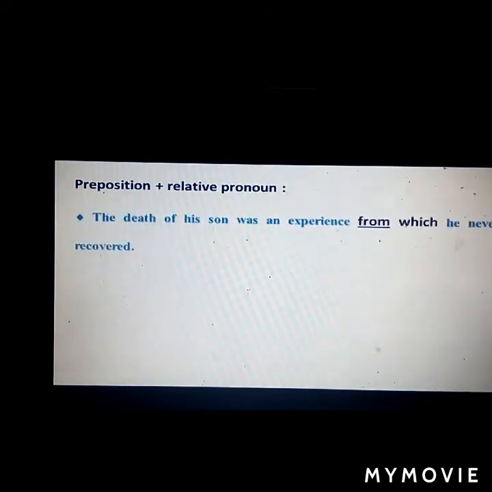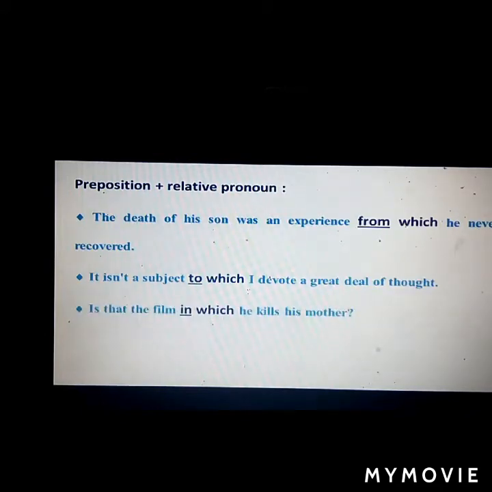Preposition plus relative pronoun. The death of his son was an experience from which he never fully recovered. هو مش شفي من التجربة بتاعت هذه الحادثة المؤلمة. It's a subject to which I devote a great deal of thought. كرس للموضوع كثير من الفكر. يبقى ممكن استخدم from which it's okay to which it's okay.